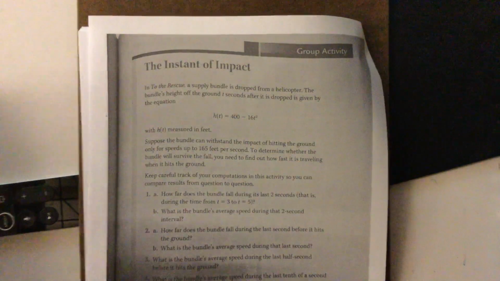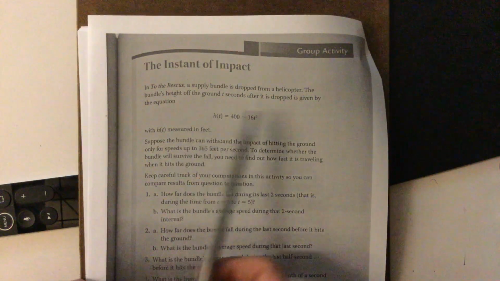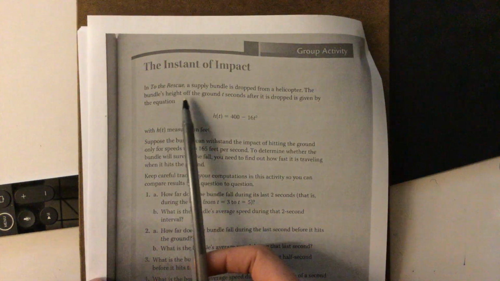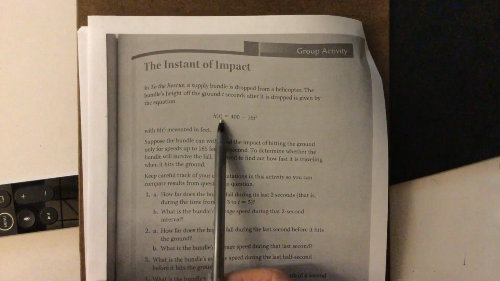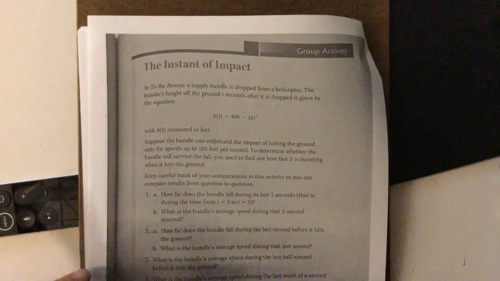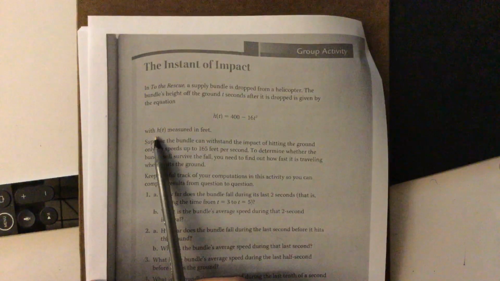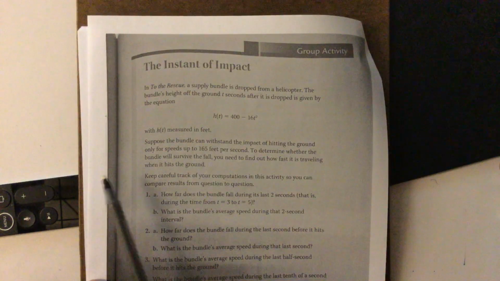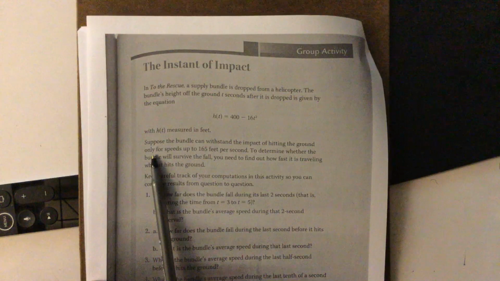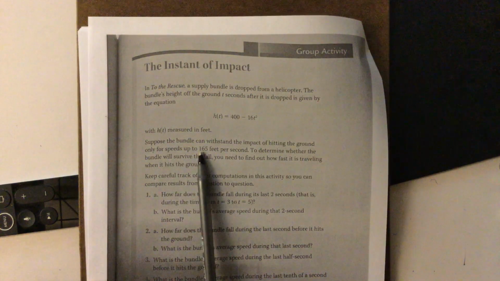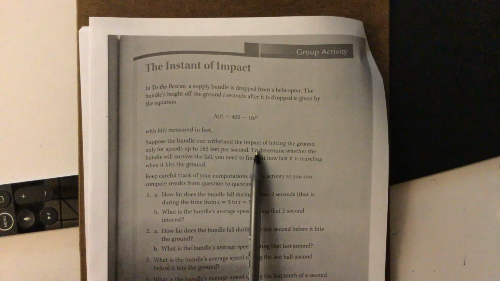The instant of impact. And to the rescue, a supply bundle is dropped from a helicopter. The bundle's height off the ground t seconds after it's dropped is given by the equation h of t equals 400 minus 16t squared, where h of t is measured in feet. Suppose the bundle can withstand the impact of hitting the ground only for speeds up to 165 feet per second.